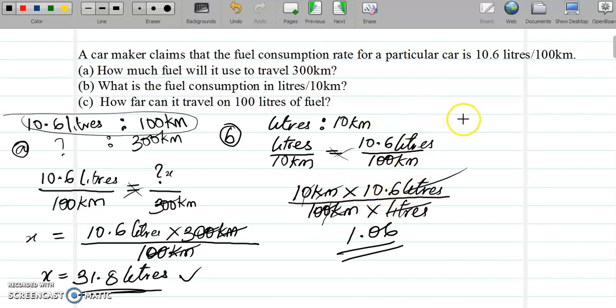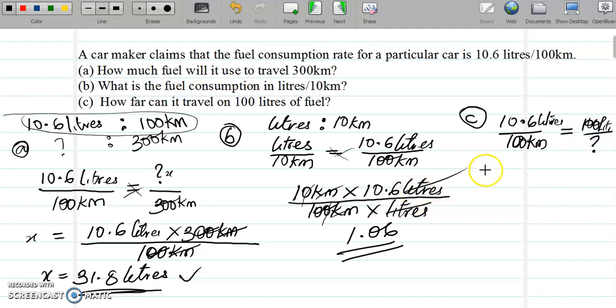Okay, now the C part, the last one, says, how far can it travel on 100 liters of fuel? That means we are looking for the kilometer. So we have this fraction, which gives us 10.6 liters over 100 kilometer will be equal to 100 liters over how far can it travel? We don't know.